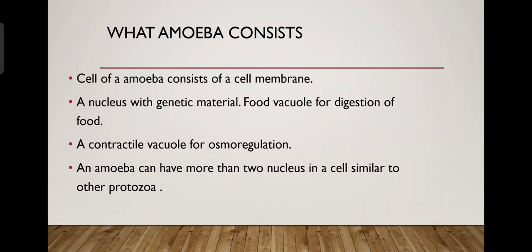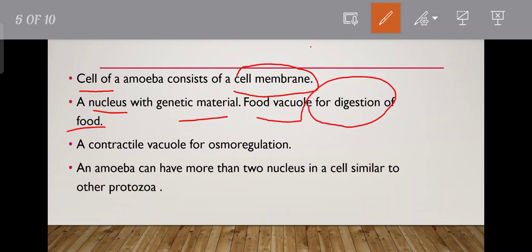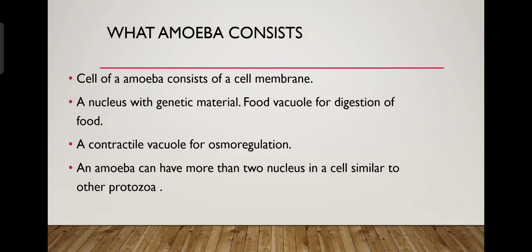What does the amoeba consist of? The cell of amoeba consists of a cell membrane, a nucleus with genetic material, food vacuoles for the purpose of digestion of the food, and a contractile vacuole for osmoregulation. An amoeba can have more than two nuclei in a cell, similar to whom? The protozoa. Okay, you can also take a screenshot of these notes.